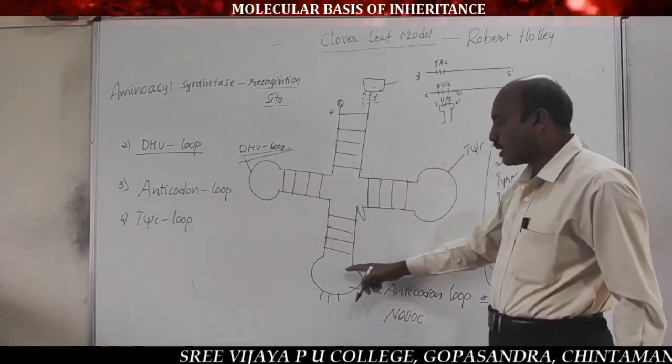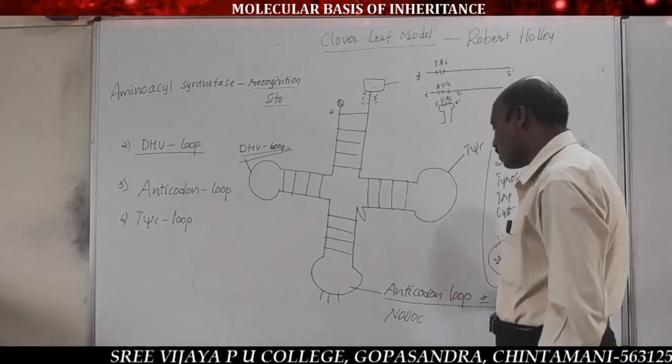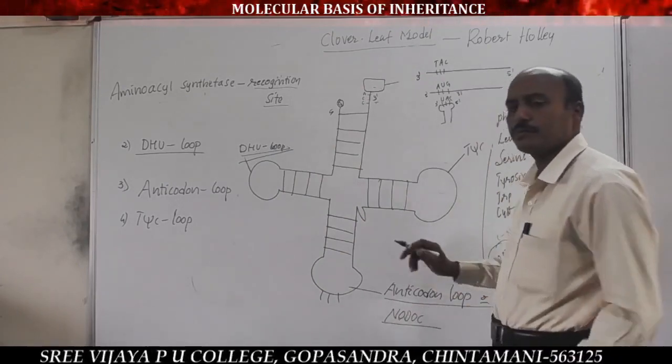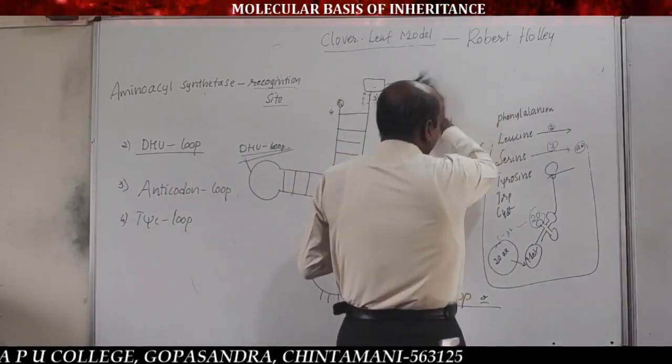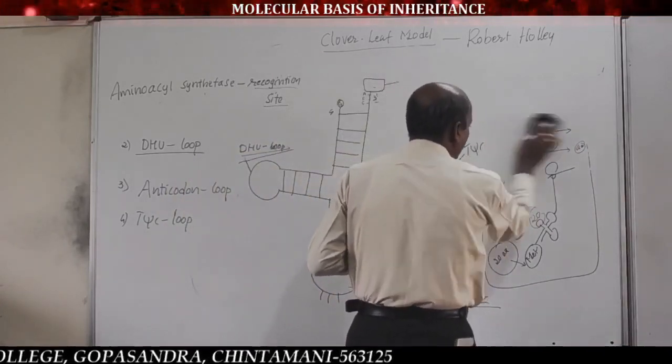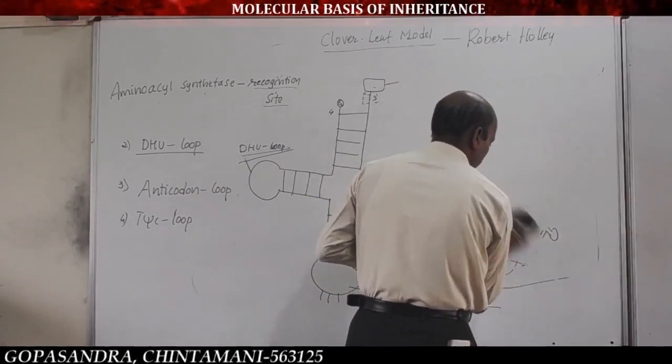And next, the third region is the anticodon loop or NODOC region. You must remember, the third part of tRNA is the anticodon loop.